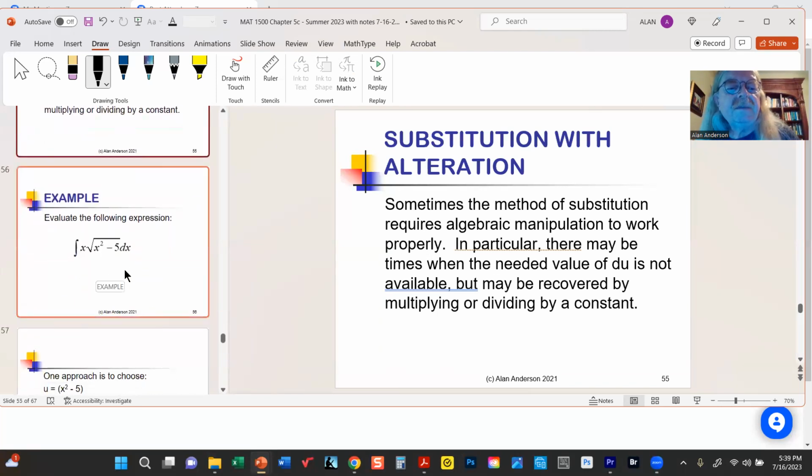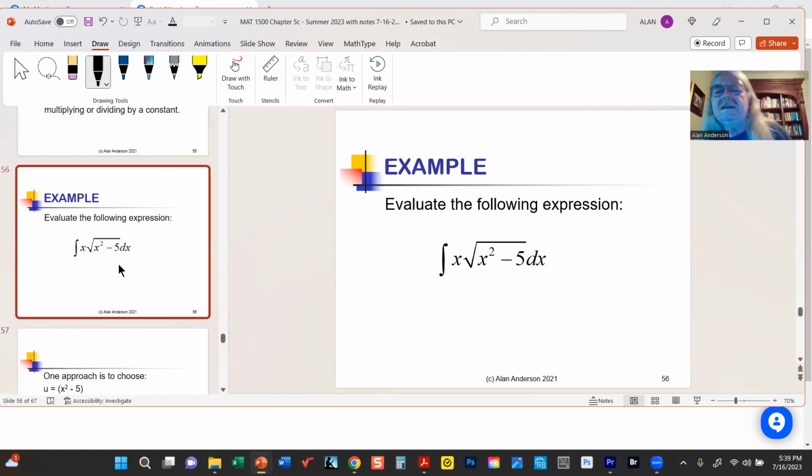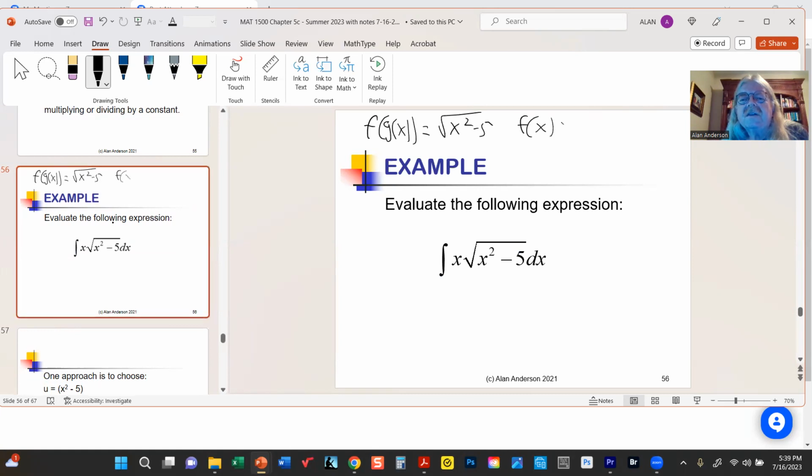So what does that mean? All right, let's look at this one. So here, clearly, our compound function is the radical x squared minus 5, because we can think of f of x as radical x. And now, if that's the case, g prime of x will be 2x dx.